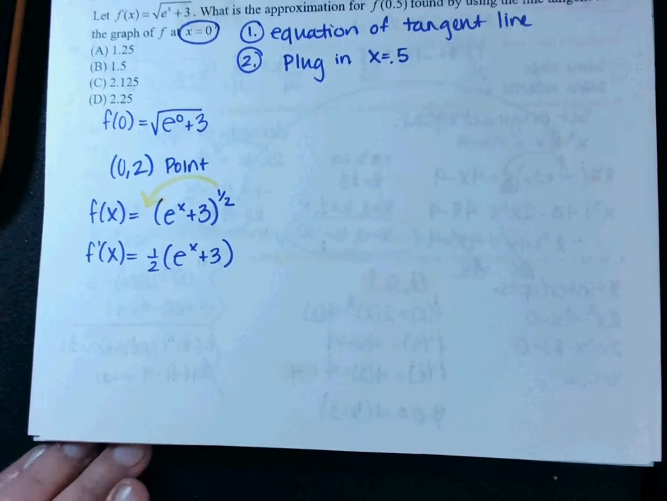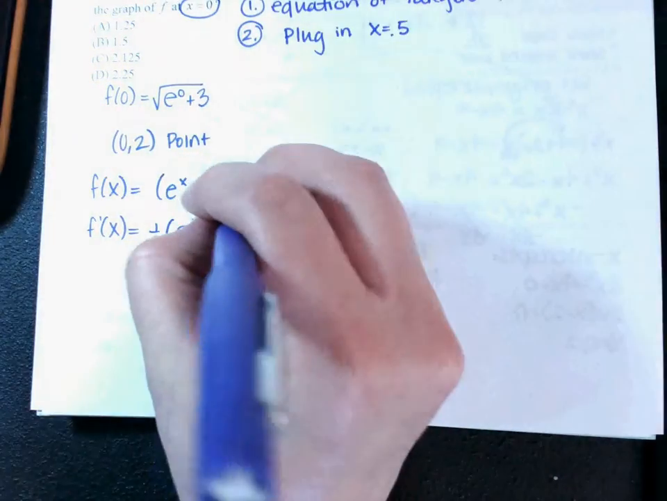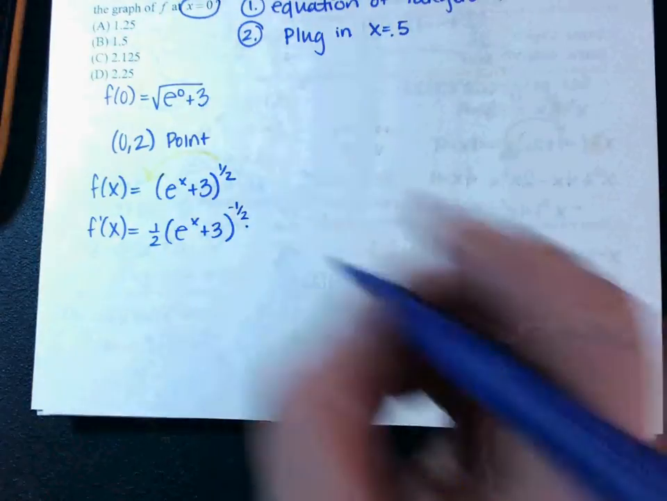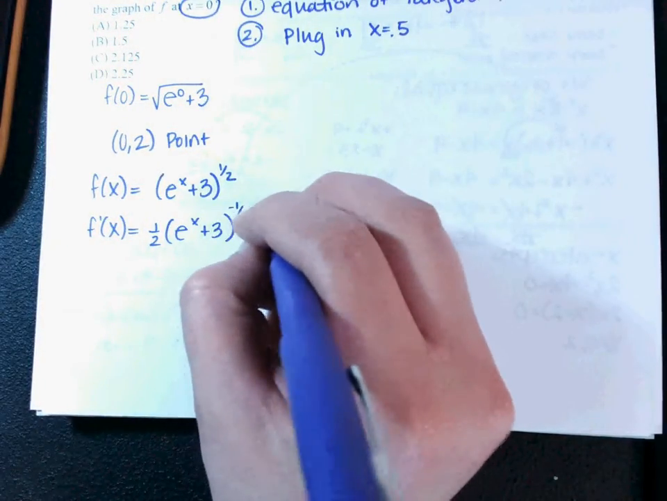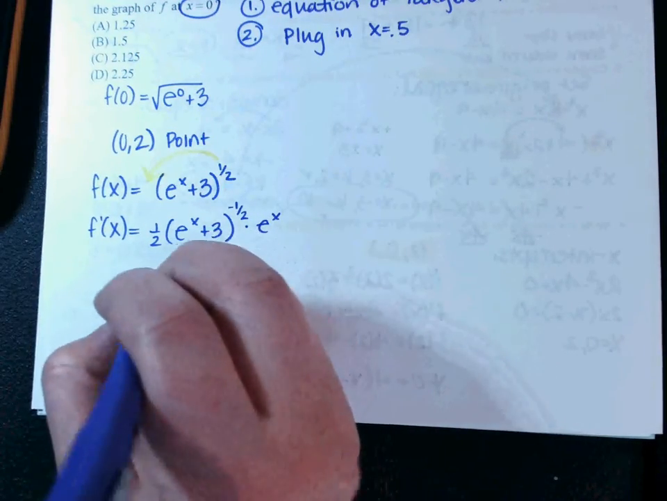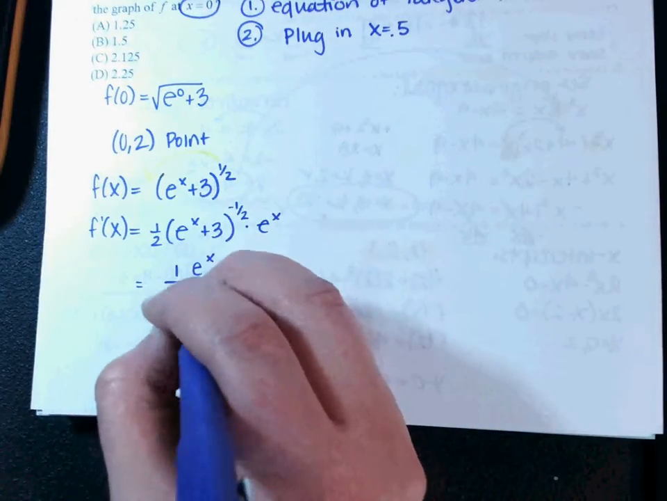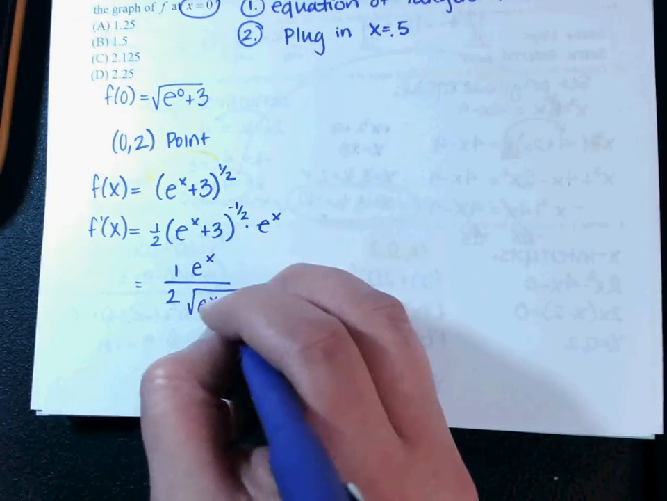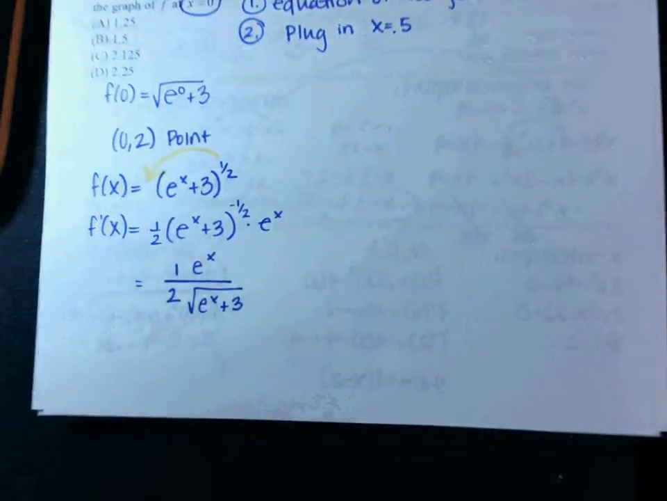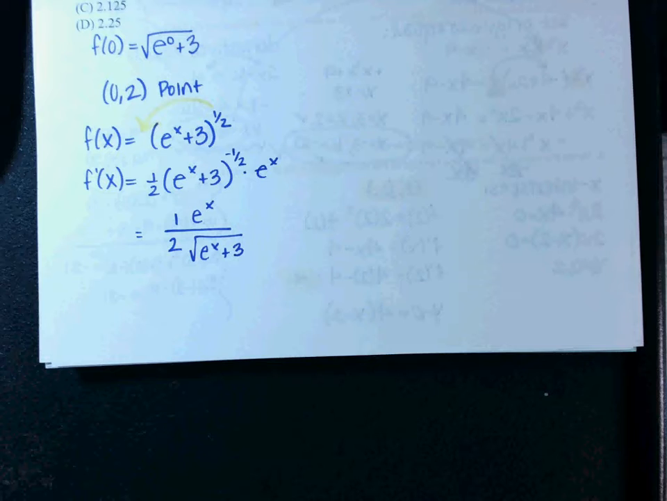So listen, your 1/2 moves down. Then when you take away 1, now it's to the negative 1/2. What should you have times by in the back? e to the x. And when you sort it out, 1/2 e to the x gets to stay on top, and your square root of e to the x plus 3 moves down. Your negative 1/2 moves down as a square root with the 2. Your e to the x stays on top because it's not negative.